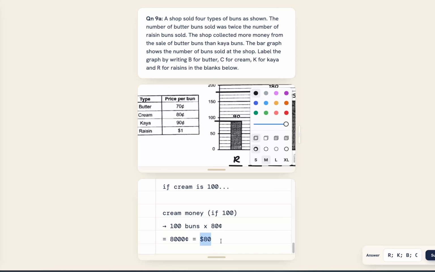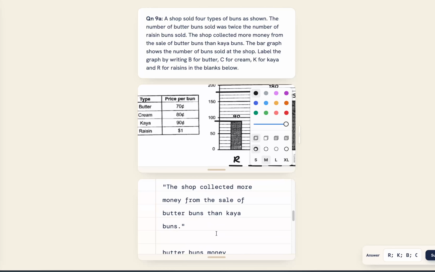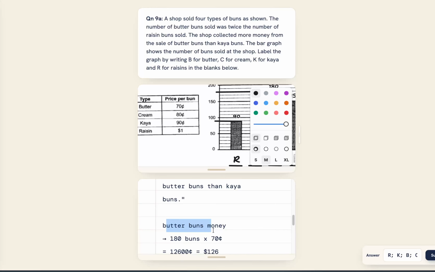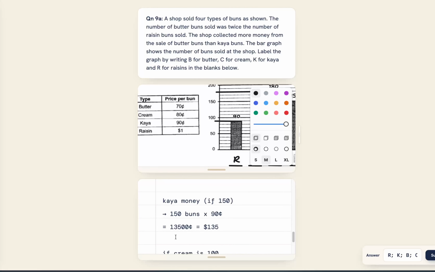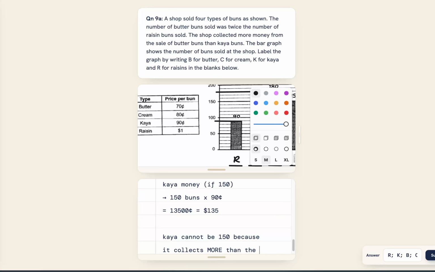So it doesn't really help because the cream money and the kaya money is less than $126 for butter bun. So let's try 150 instead. If kaya is 150, then 150 buns times 90 will be 13,500, which is $135. In this case, butter buns is 126. If kaya is 150, this means kaya is 135. So actually, kaya cannot be 150 because it collects more than the butter bun, which is not correct.